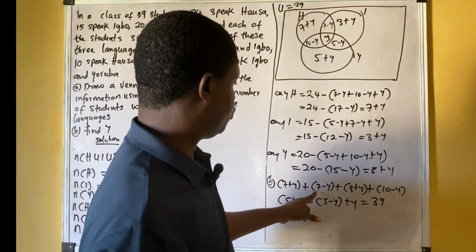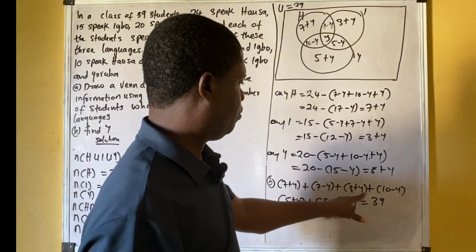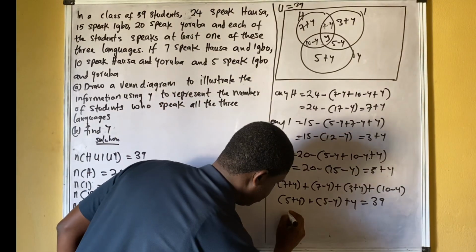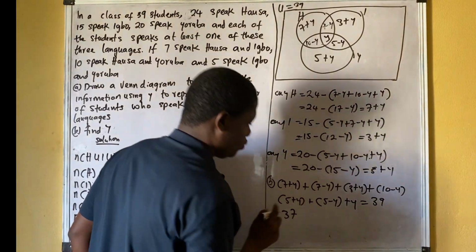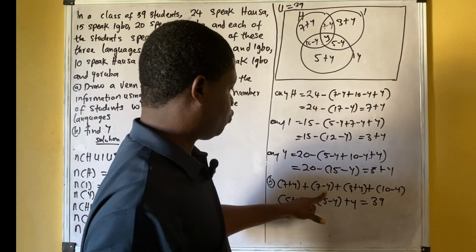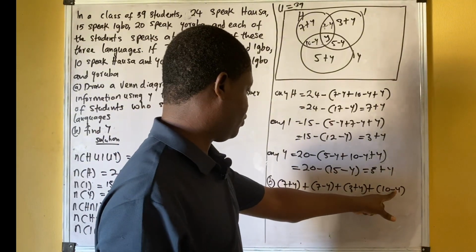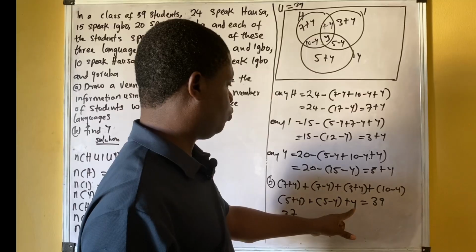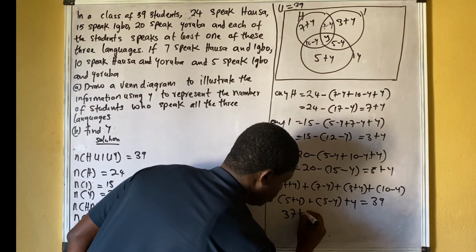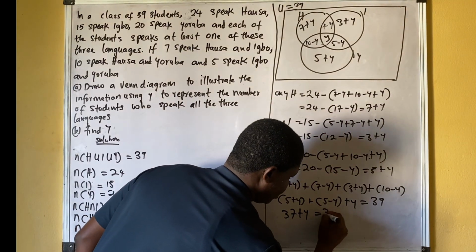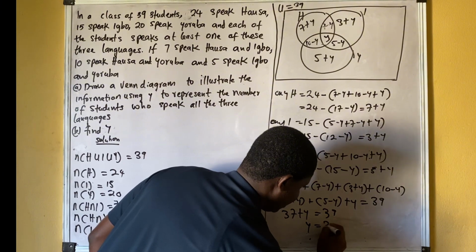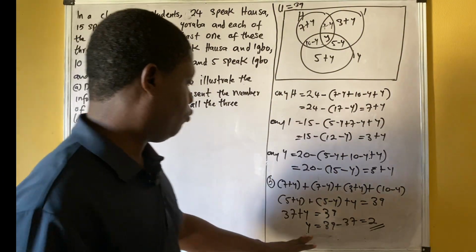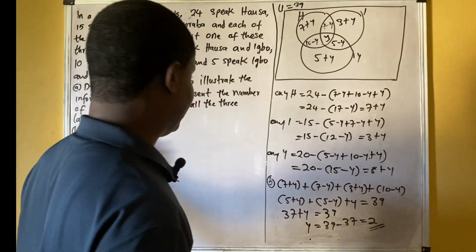So we'll have it 7 plus 3 plus 10 plus 5 plus 5 will give us 37. So we'll have 37, okay? Plus Y minus Y is 0, plus Y minus Y is 0, plus Y minus Y is 0. So we are left with just Y. So we have plus Y is equal to 39. Our Y is equal to 39 minus 37, and that will give us 2. The value of Y is 2, which is what we are required to find.